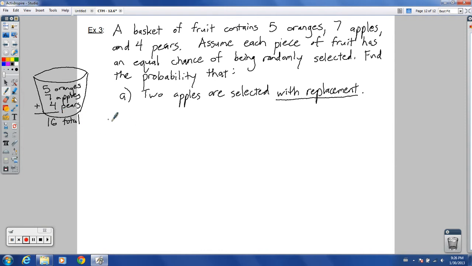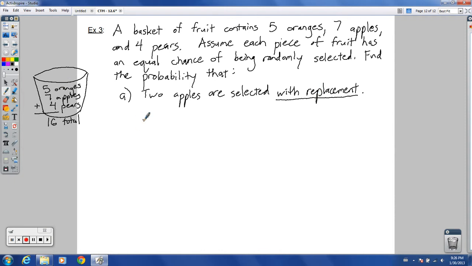So that's what we have to choose from. So 2 apples are selected with replacement. I'm saying you're picking one, it's an apple, and then you pick the next one, it's also an apple. So how can this happen, or how many times can this happen? And after you pick that first apple, you put it back.